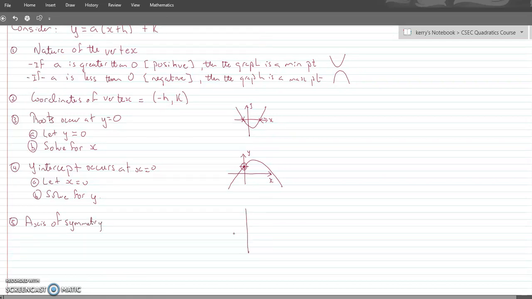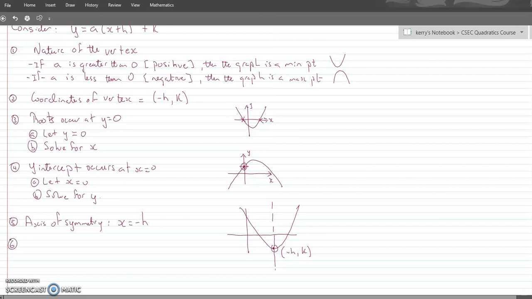Let me think about this one here. The axis of symmetry is the symmetrical line that cuts the graph in half, of course. Now think about where this passes through. It passes through the minimum point or the maximum point, and the coordinates of this are minus h, k. So the axis of symmetry is quite easily x is equal to minus h. So whatever h is, you change the sign in front of it. If h is positive, make it negative. If h is negative, make it positive.